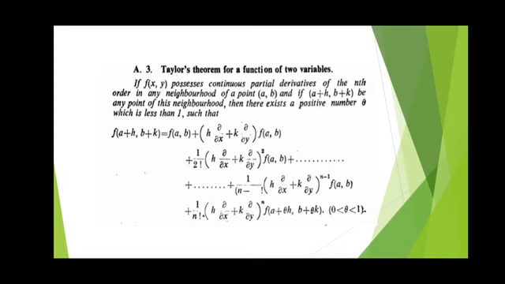Here we use this formula, the nth term, that will be 1 by n factorial into h, meaning x minus a, into del by del x plus y minus b, that is k, into del by del y whole power n of f of a plus theta h comma b plus theta k.